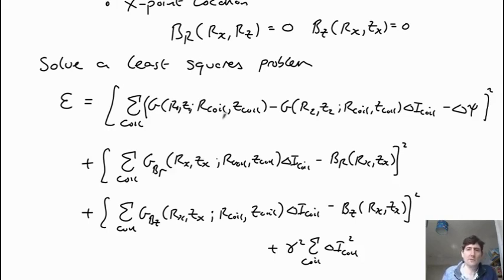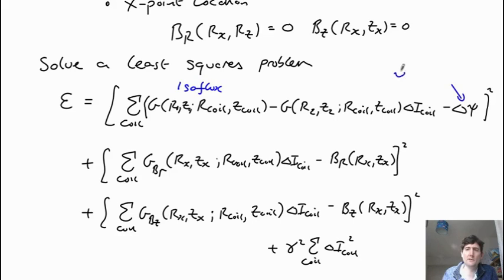So here I've put several different constraints. The first one is an isoflux constraint. What this is doing is saying that this is the difference in the flux between two points, R1Z1 and R2Z2, produced by a change in the coil current. And then we compare that to the current difference in psi.